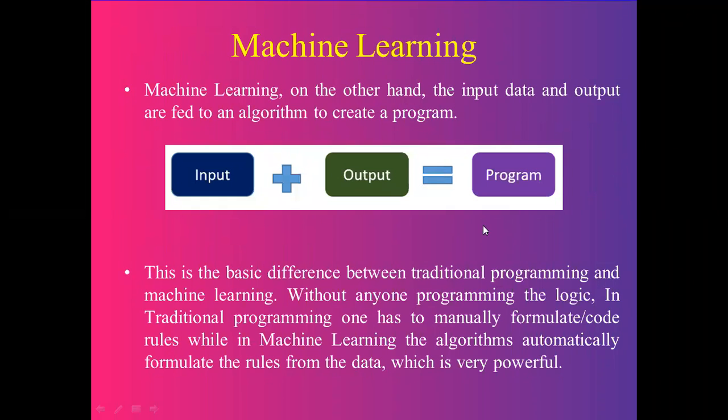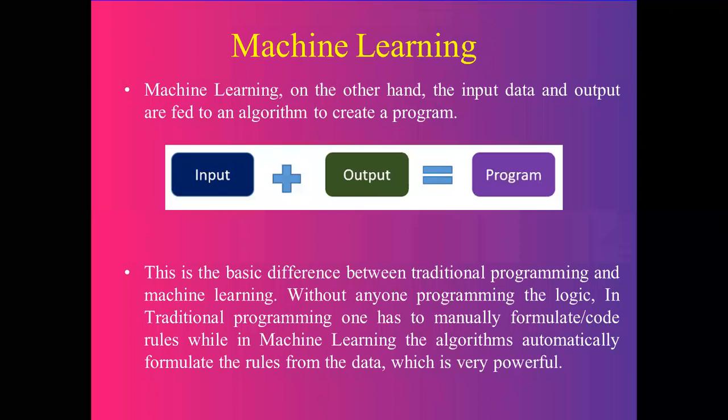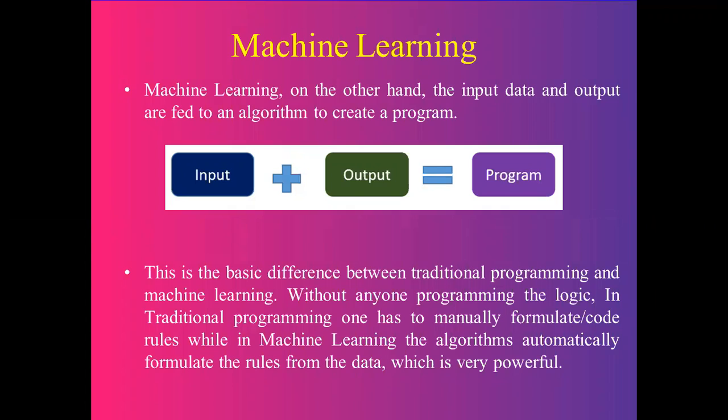In traditional programming, one has to manually formulate the code rules and we get the output. In machine learning, algorithms automatically formulate the rules from the data. After that we get the program. That is very powerful. In machine learning, we form the rules for that data, and based on those rules, we create the program. That's it for today's session.